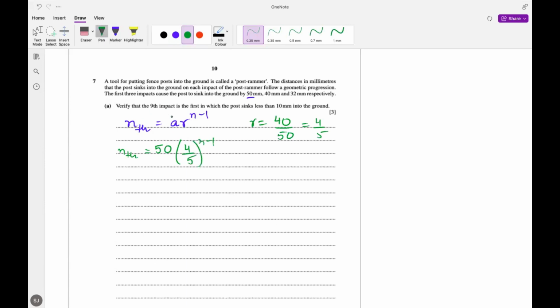As we have to verify for the ninth impact, it means we are finding the ninth term. So this will become the ninth term is equal to 50 into 4 upon 5 to the power 9 minus 1, so 50 into 4 upon 5 to the power 8. Substituting this value into the calculator, this will come out to be 8.39.